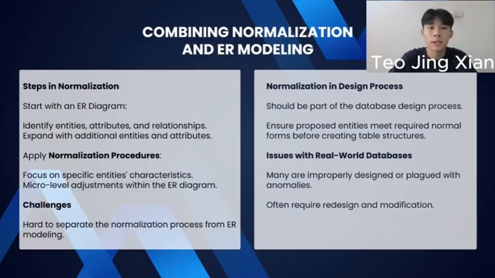Now I'll discuss how normalization and ER modeling work together to design better databases. You start with an ER diagram, called ERD, identifying entities, attributes, and relationships, then apply normalization to refine the structure and eliminate anomalies. This ensures entities meet normal forms before creating tables. While it is challenging to separate normalization from ER modeling, combining them helps prevent issues like redundancy and poor design common in real-world databases.